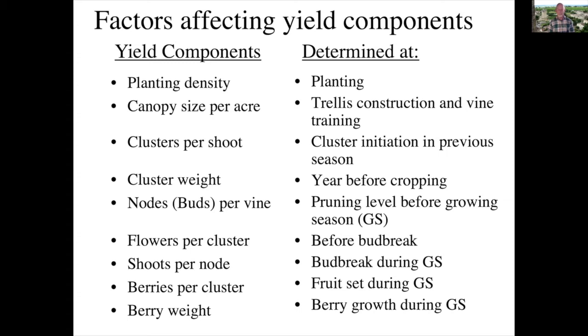The number of flowers per cluster is determined before bud break. The number of shoots per node is determined at bud break during the growing season. The number of berries per cluster is determined at fruit set during the growing season. And the berry weight is determined by the berry growth during the growing season. There's a lot to that, so let's break down some of that in the remaining slides for this video lecture.